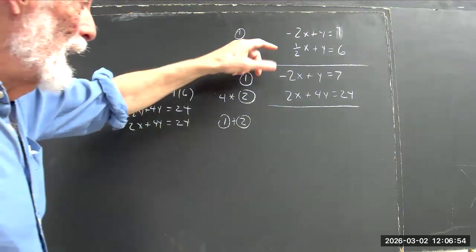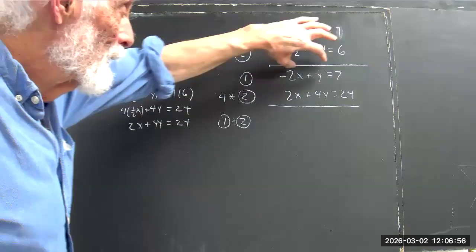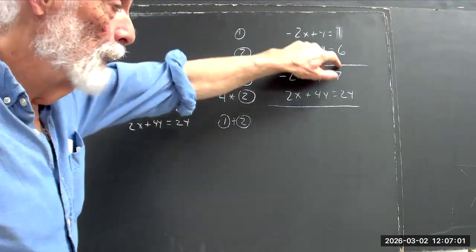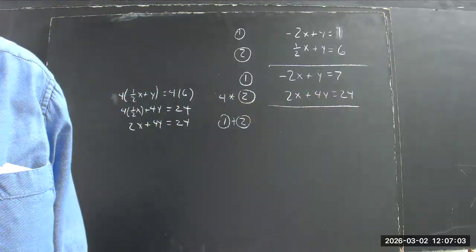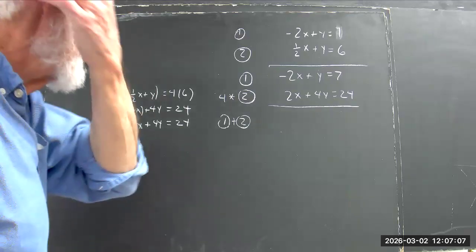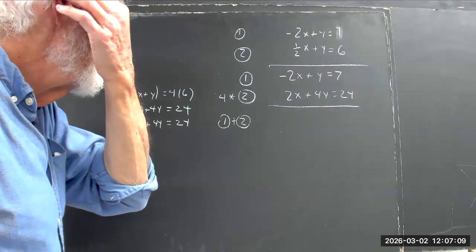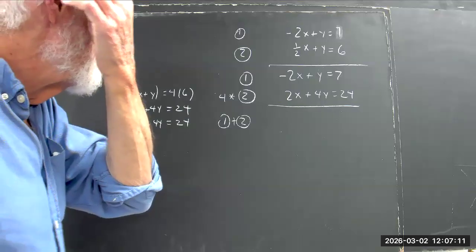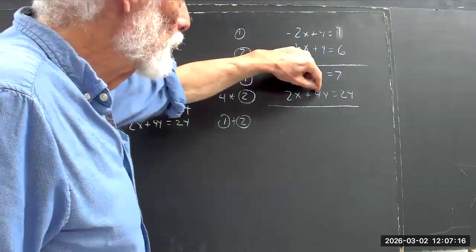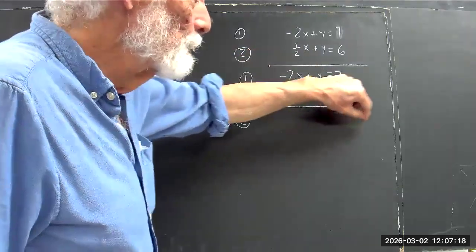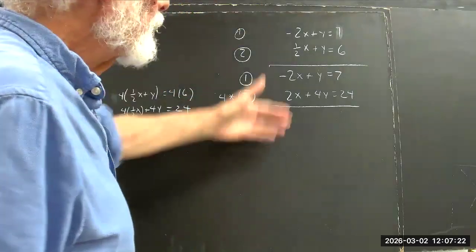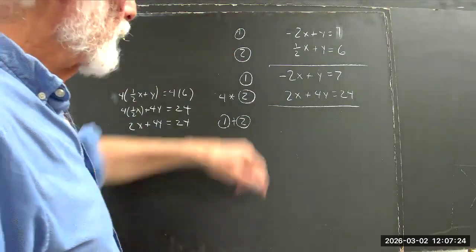And now you add this equation to this equation, which means you add the left-hand sides and you add the right-hand sides. So what are you going to get if you do that? Well, you could, and officially you should, write out negative 2x plus y plus 2x plus 4y equals 7 plus 24.